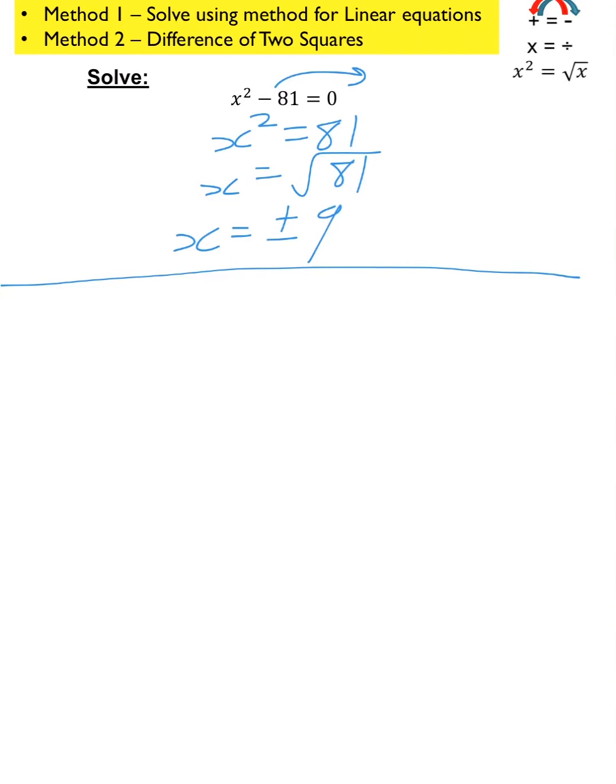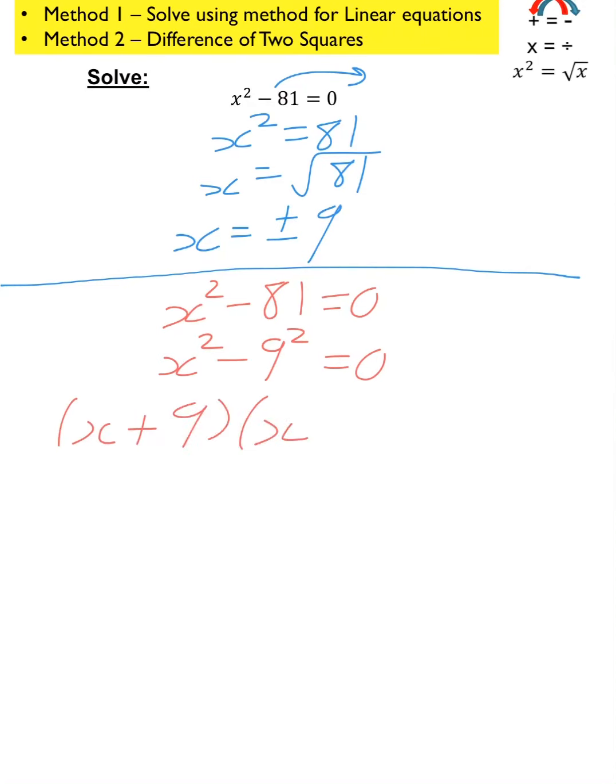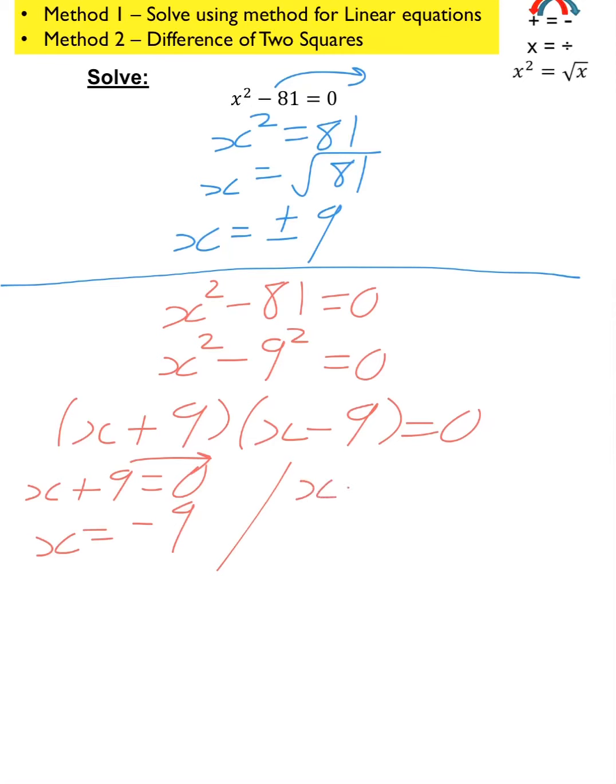Method 2 then. So x squared minus 81 equal to 0. This can be written as x squared minus 9 squared equal to 0. So I can write it now as x plus 9, x minus 9 equal to 0. So x plus 9 equal to 0. Bring the 9 across, so x is equal to minus 9. Bring the minus 9 across, so x is equal to 9. Okay, as you can see again, same answer.